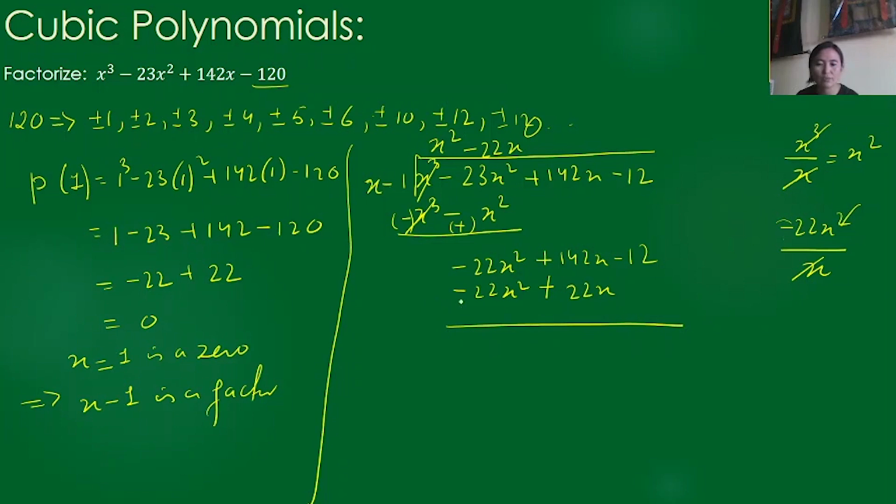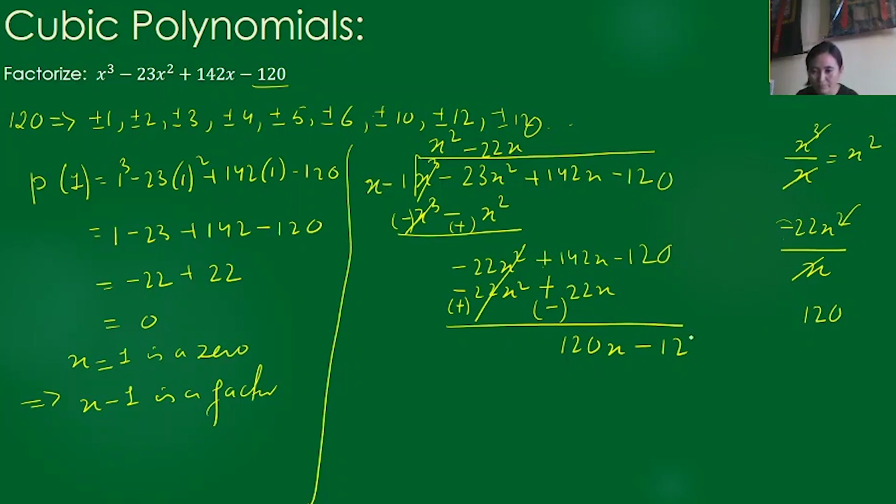Again you subtract it. When you subtract it, all the signs change. So this becomes plus, and this plus becomes minus. So this will be cancelled, and 142 minus 22x, you will get plus 120x minus 120. Now the first term is 120x.